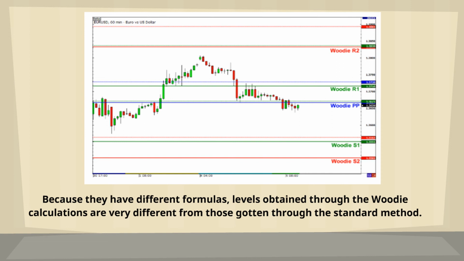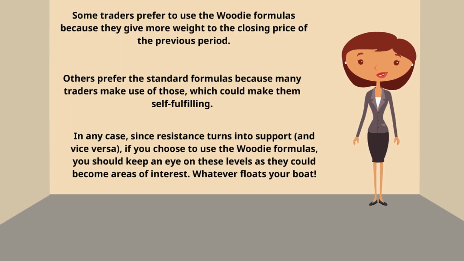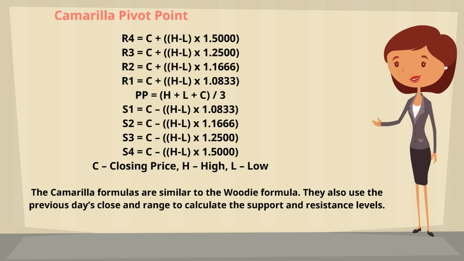Because they have different formulas, levels obtained through the Woody calculations are very different from those gotten through the standard method. Some traders prefer to use the Woody formulas because they give more weight to the closing price of the previous period. Others prefer the standard formulas because many traders make use of those, which could make them self-fulfilling. In any case, since resistance turns into support, and vice versa, if you choose to use the Woody formulas, you should keep an eye on these levels as they could become areas of interest. Whatever floats your boat.